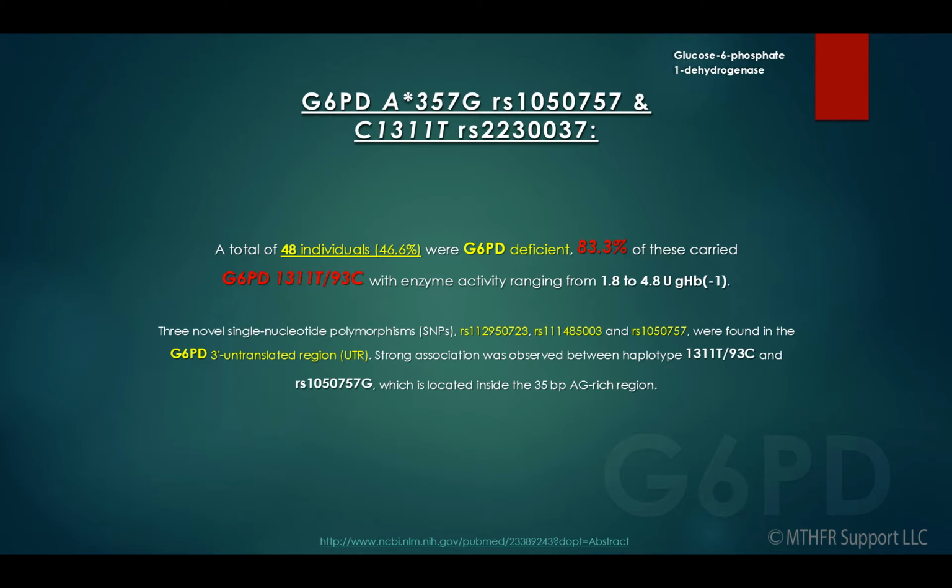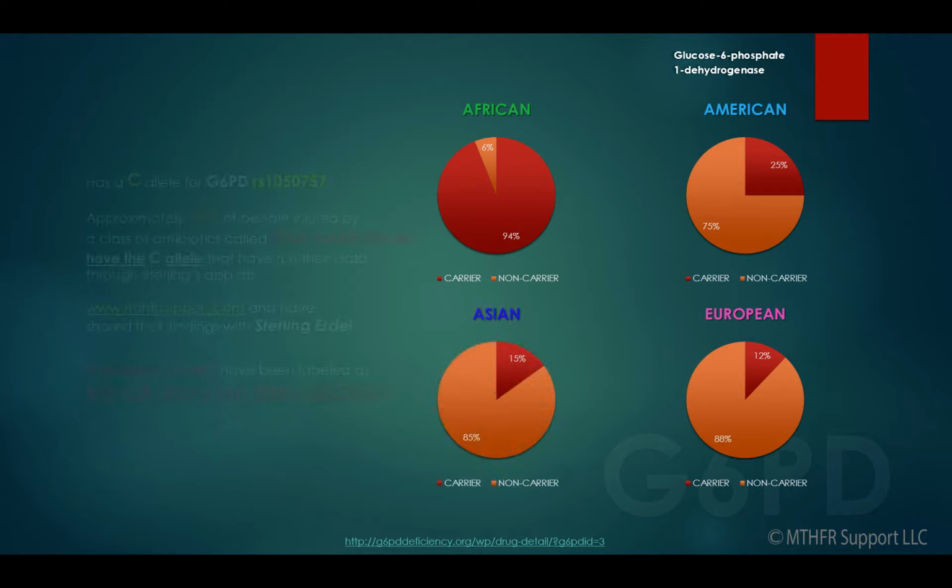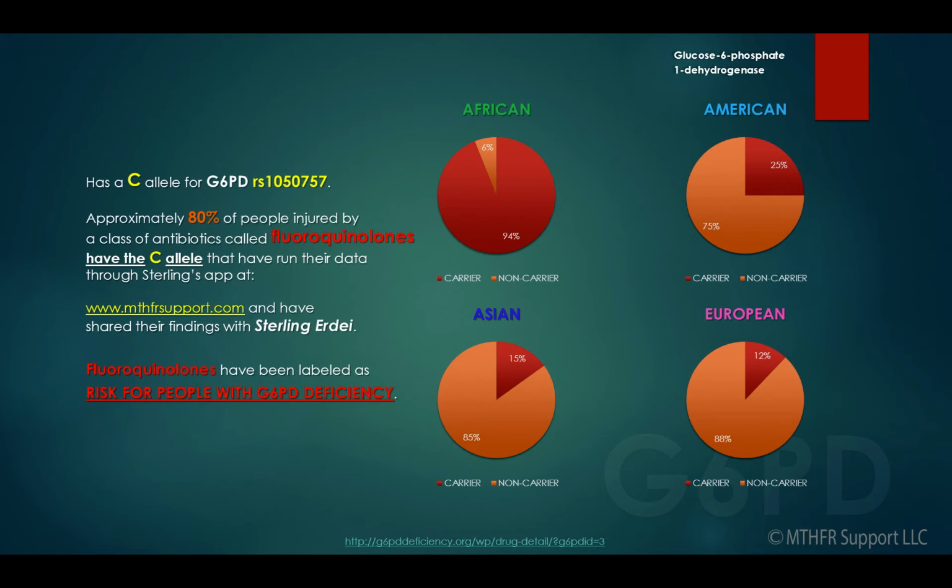Strong association was observed between haplotype 1311T93C and rs1050757G, which is located inside the 35 base pair (bp) AG rich region. 25% of the American population, 12% of the European population, 94% of the African population, and 15% of the Asian population has a C allele for G6PD rs1050757.